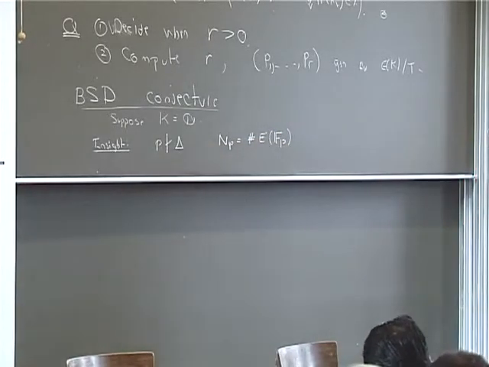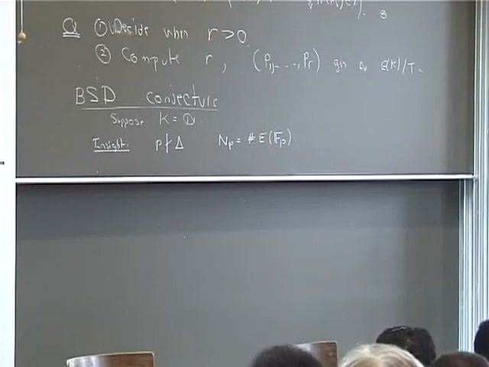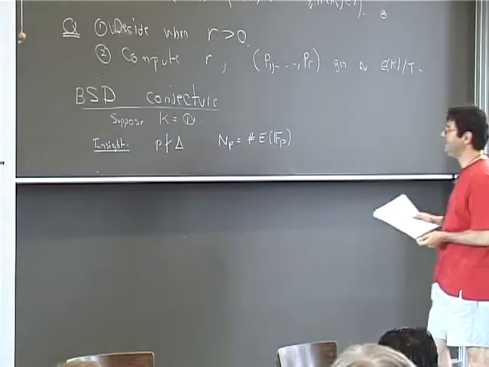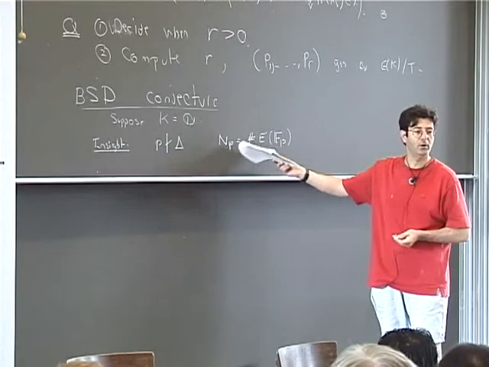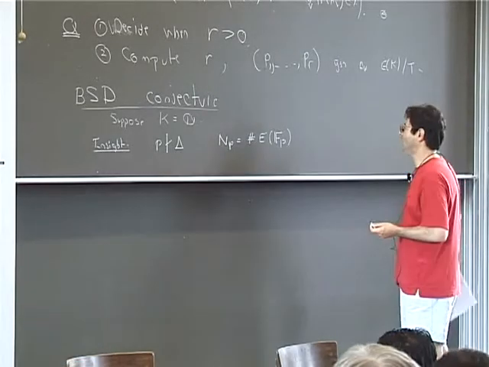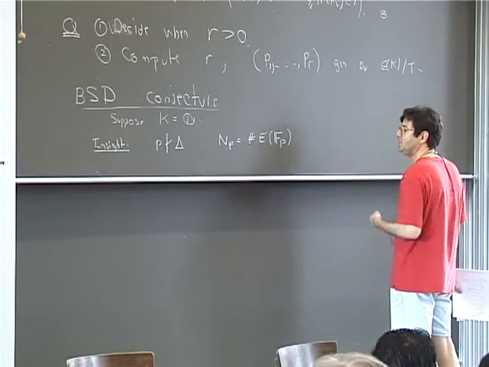And the basic feeling is that if the rank is large, then that means there are many rational points, and by reduction mod P, this rational point should contribute systematically to the size of E(F_p). So we would think that the N_p would tend to be rather larger when the rank is large. So that was what gave Birch and Swinnerton-Dyer their initial insight.